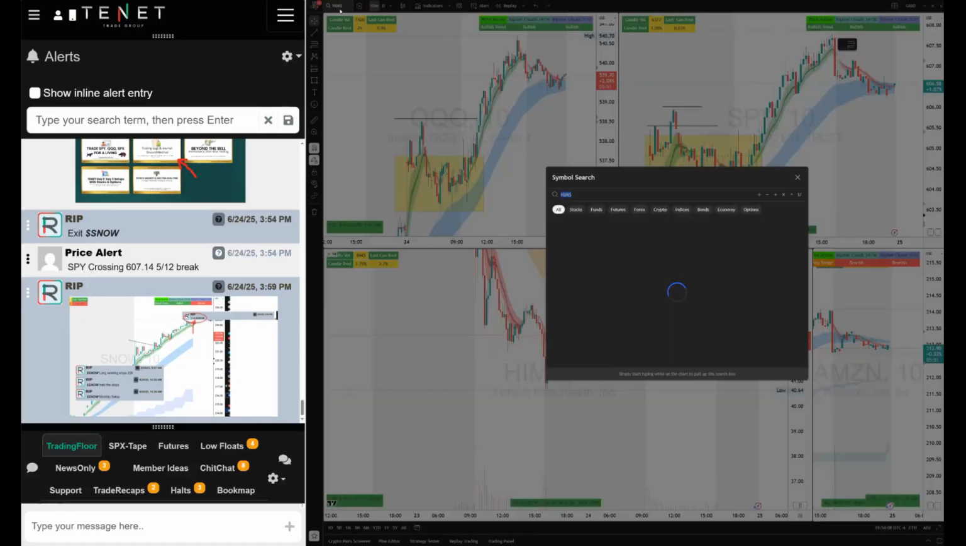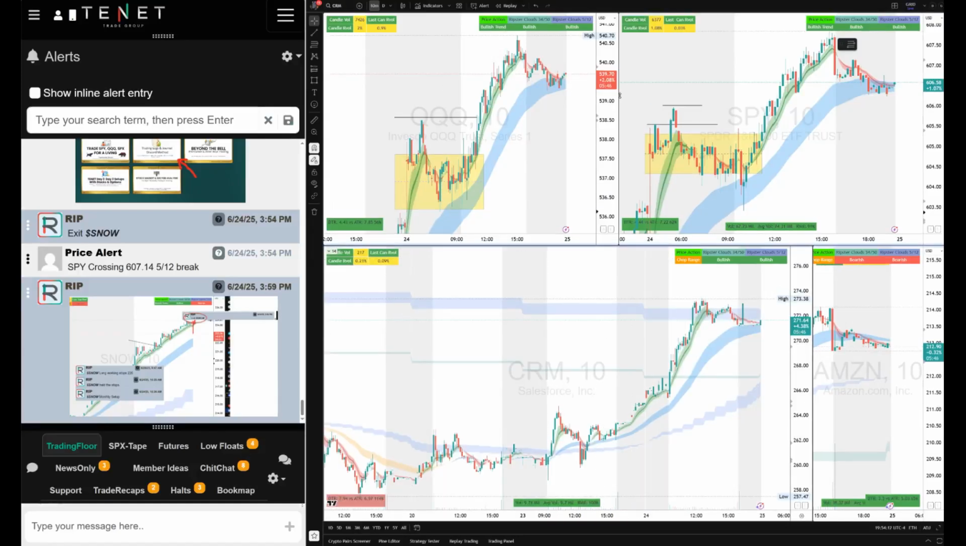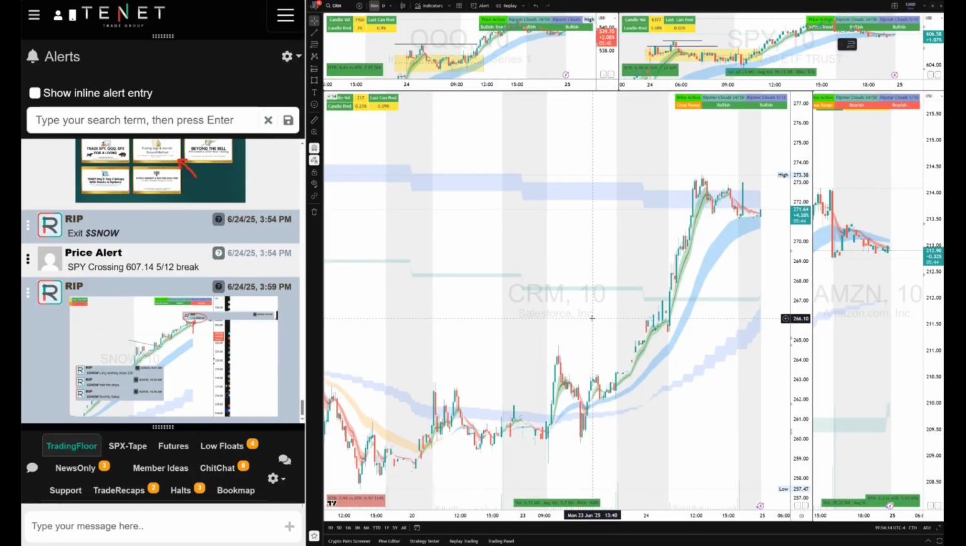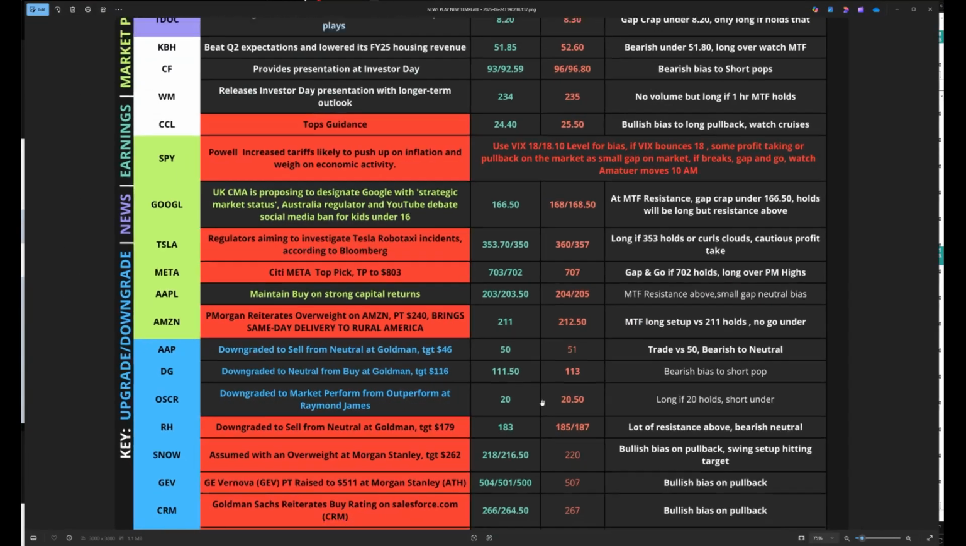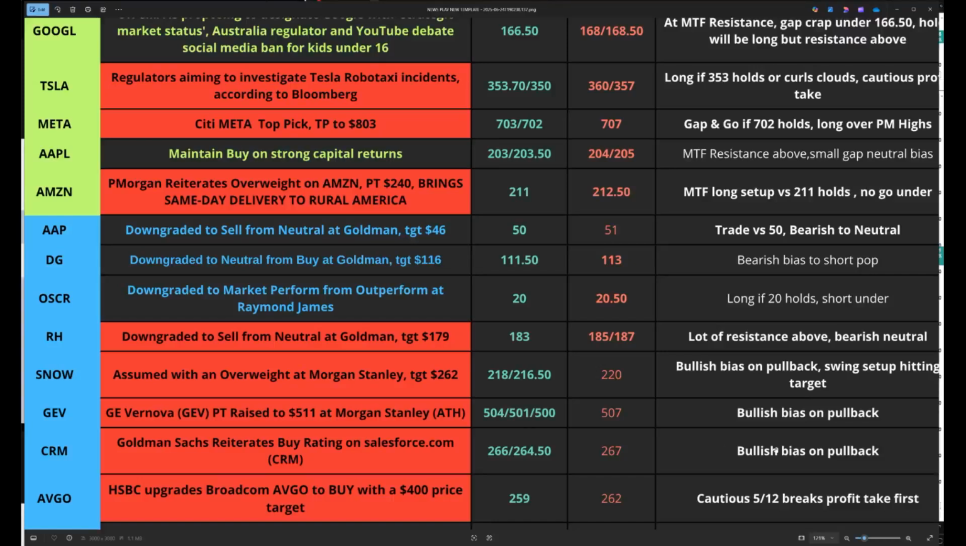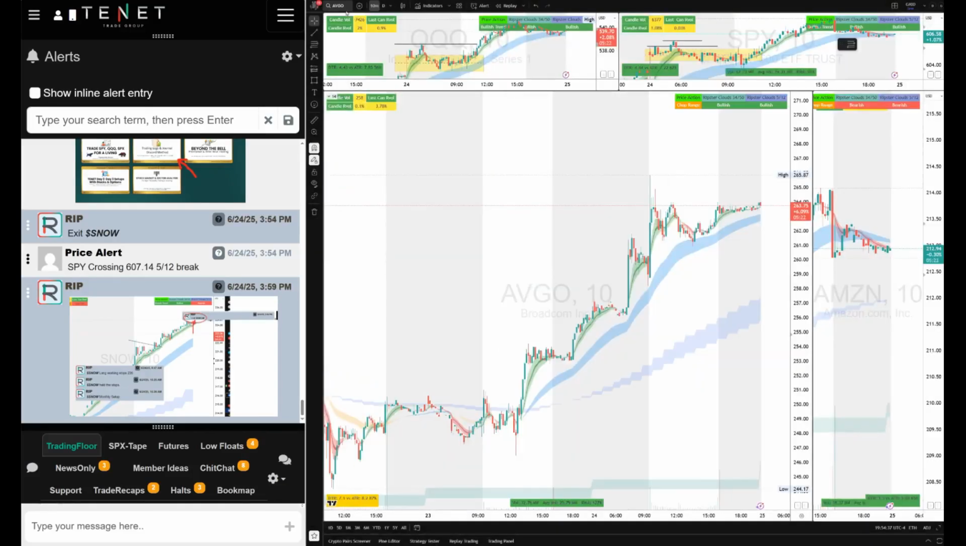All right, so let's look at some more plays from the game plan. CRM was good. There were many plays. I didn't really focus too much; I actually had to step away from something. My focus was mainly on COIN and SNOW, but we can look at some other plays. CRM, bullish bias on the pullback. Goldman Sachs: whenever Goldman Sachs says something, you pay attention. Whenever Morgan Stanley says something, you pay attention, right? Whenever those big guys say something, you pay attention.